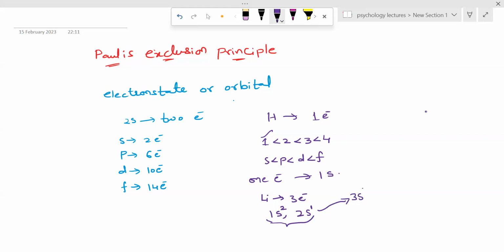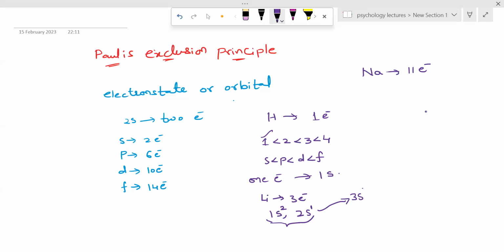So how do we represent the electrons in an atom? For example, if we take sodium, we know that sodium has 11 electrons. So we have to represent how these electrons are present in the atom. Based on our representation, it should be understood how the electrons are accommodated in the electron states.